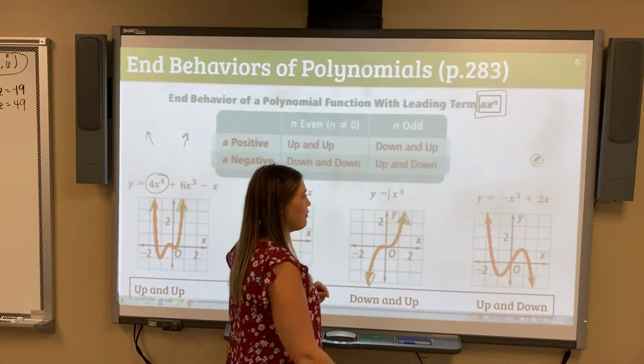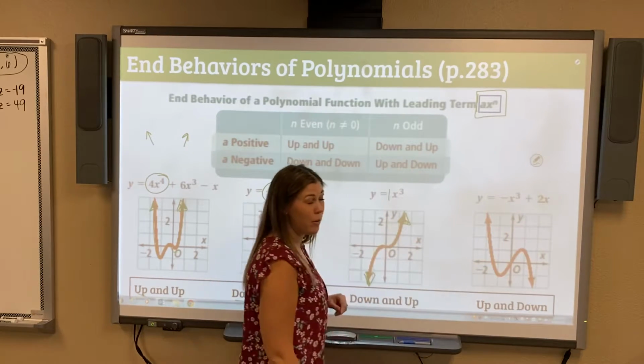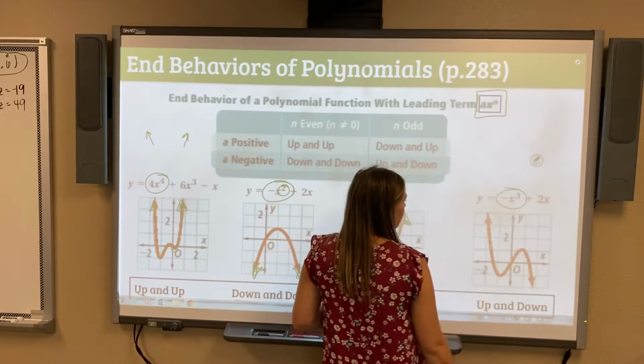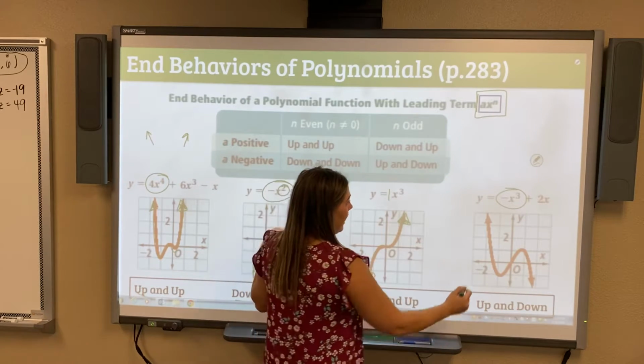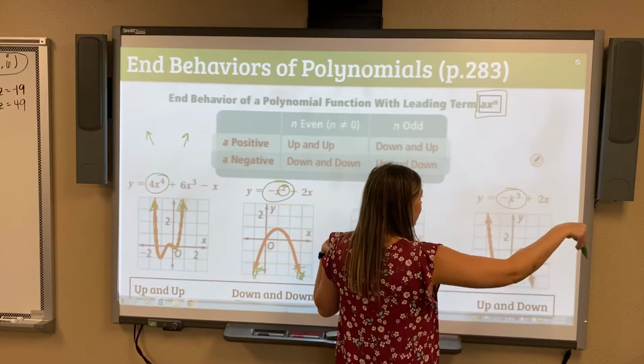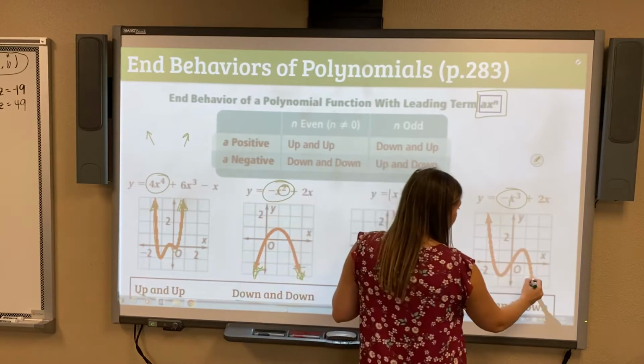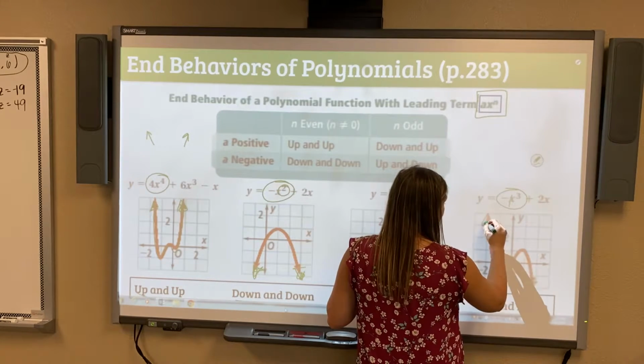And then lastly, we have y equals negative x to the third power plus 2x. Our leading term is this negative x to the third power. Okay, a is negative, so it means it's going to end down. 3 is odd, so they're going to be opposite, so it is up and then down.